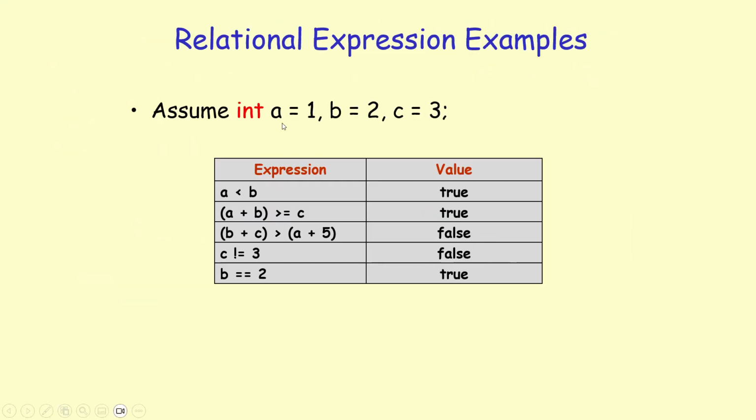Let's look at an example. Assume that you've got 3 integers, a equal to 1, b equal to 2, and c equal to 3. And here are some expressions, and here are their truth values. So let's look at the first one. Is a less than b? Remember, a is 1, b is 2, so is 1 less than 2? The answer is yes, so 1 is less than 2.